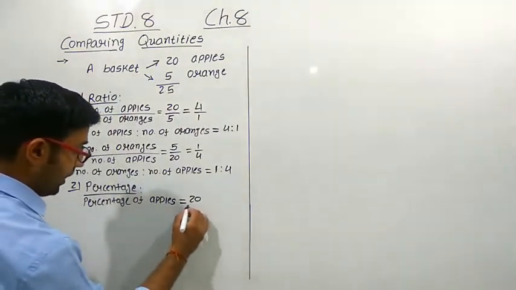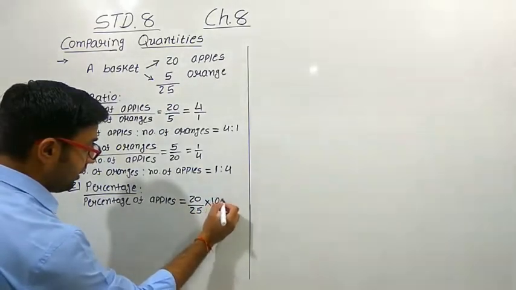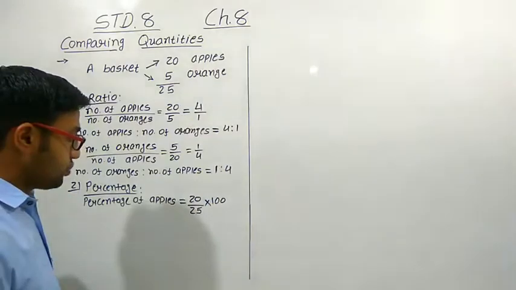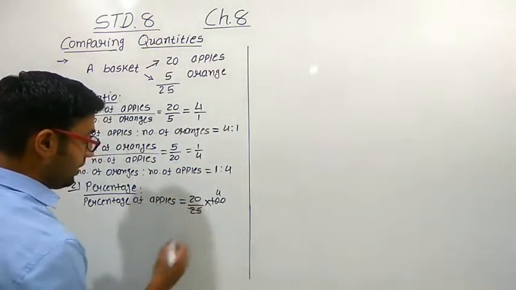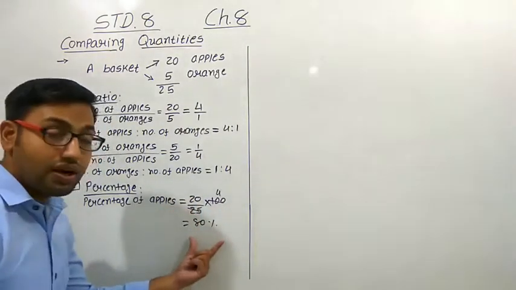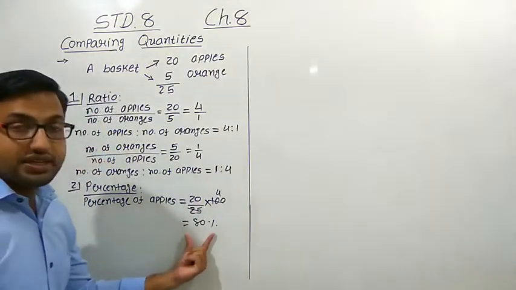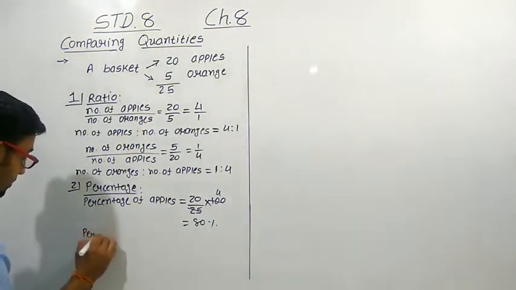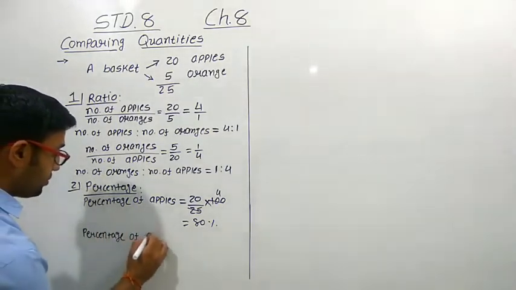So here we have to divide it by 25 and we have to multiply it by 100 because we are converting this quantity into percentage. So when we cut this, we get 25 4s are 100 and 20 into 4, that is equal to 80. 80%. Now it is converted into the 80 percentage. So the percentage of apples is equal to 80. In the same way, we can find out the percentage of orange.